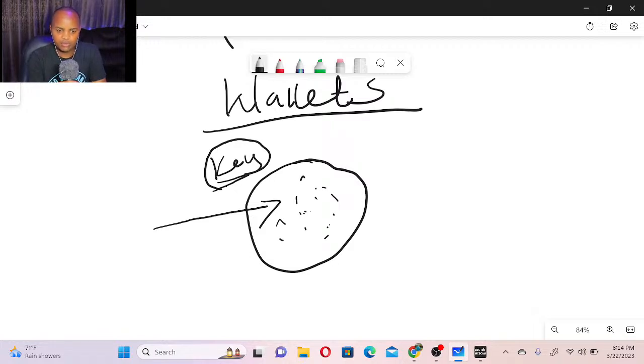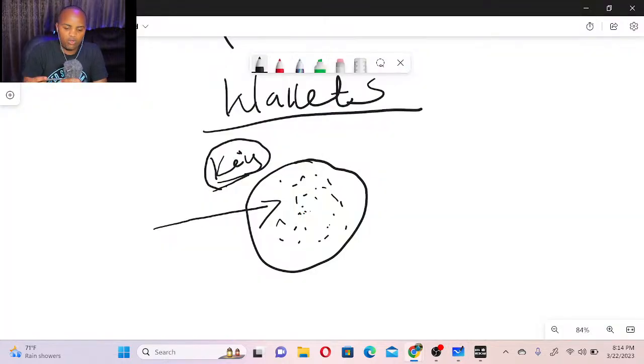One of the disadvantages of this is that the moment you forget this key, you forget about all the crypto that you placed there. So that is one of the things you have to know. You need the key to access your crypto. That is the thing you have to know about the wallet.